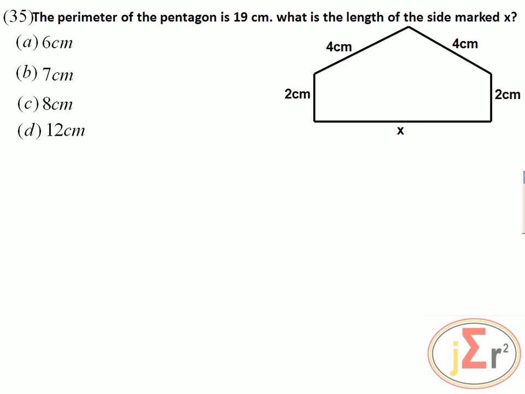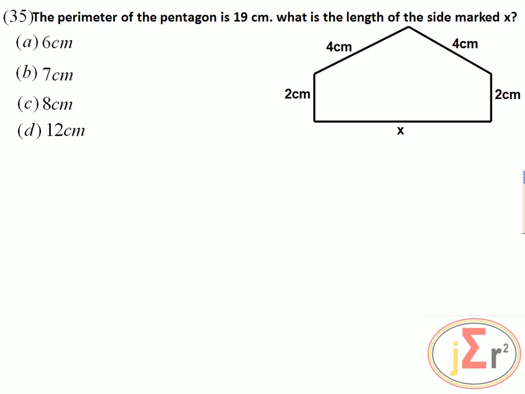The perimeter of the pentagon is 19 centimeters. It is called a pentagon because it has how many sides, Jerry? 5. Right. What is the length of the side that is marked X? And the perimeter is what, Jerry? What do we mean by the perimeter?